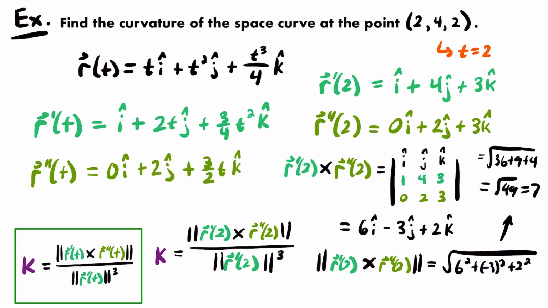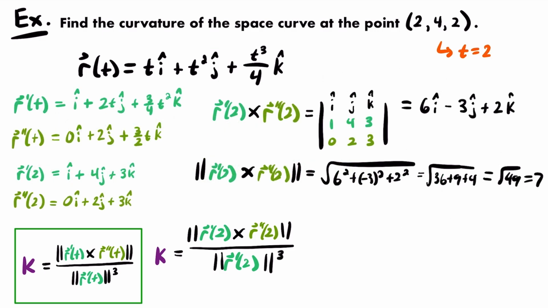calculation is 7. So that's good. Now we just need to calculate the magnitude of r prime of 2, this vector right here. So let's do that. I rearranged our work a little bit, so our vector r prime of 2 is over here now. But if we calculate its magnitude, the magnitude of r prime of 2 is equal to the square root of the sum of its components squared.